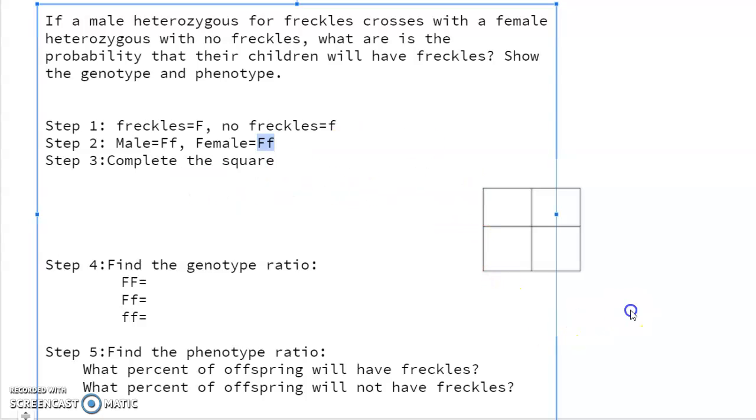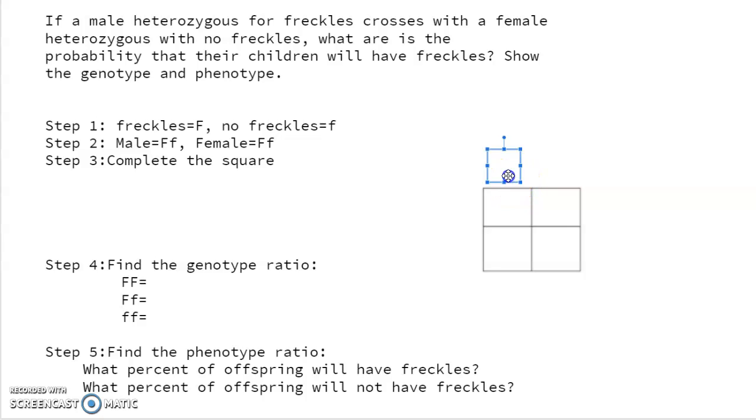So now it says complete the square. We'll do that together. I'm going to put the dad on the top with his big F and little f. I'm going to put the mom on the side with her big F and little f. Okay, then I will bring down the father's big F and his little f. Now I'm going to bring the mother's across. I'm going to take her big F across, and I'm going to take her little f across.